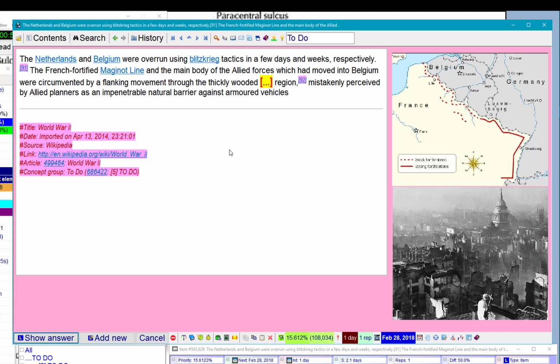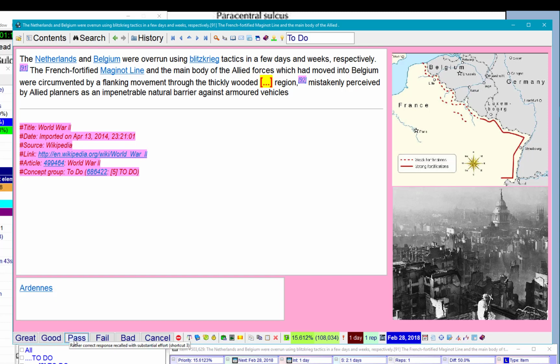Let's see. That's the question. First, the Netherlands, Belgium, and the Maginot line, circumvented by a flanking movement through the thickly wooded Ardennes region. So I don't really need to read all of this because we've just done it. I remember there was the wooded Ardennes region. So it goes fast. But it's not nice to leave items like that.